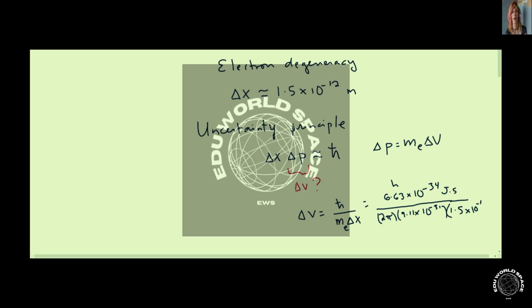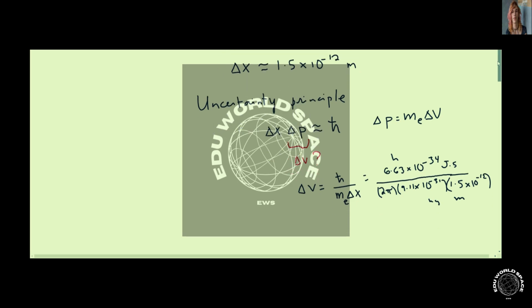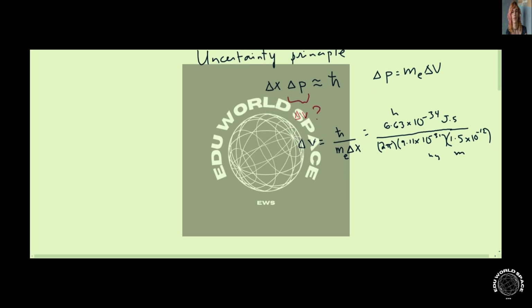And working that out, if we have SI units, this should work out to give us meters per second. I should probably show that, but I feel confident it comes out that way. So we get uncertainty in velocity is of the order of 7.7 times 10 to the 7th meters per second.